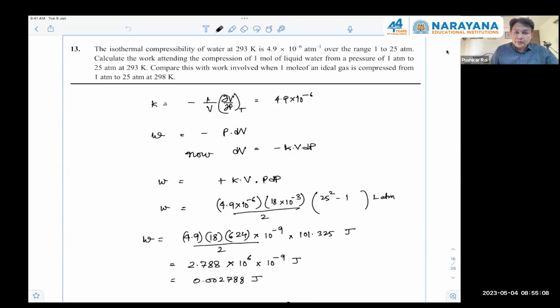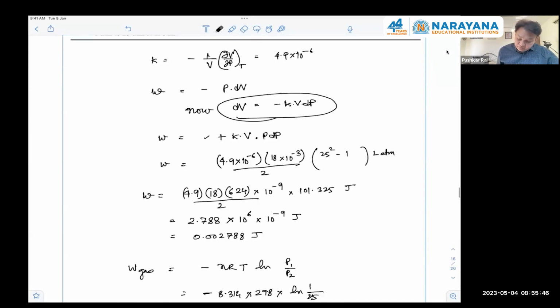You can see the value is 4.9 times 10 to the power minus 6 per atm, which means that it is a very small value, with the range of 1 to 25. So from this, W is equal to minus PdV, and now you can write dV is equal to K into V into dP. So you will substitute this value into the expression of PdV, and W will become positive, with K V P dP. You integrate this process from 25 to 1 atm, and you will get this answer.